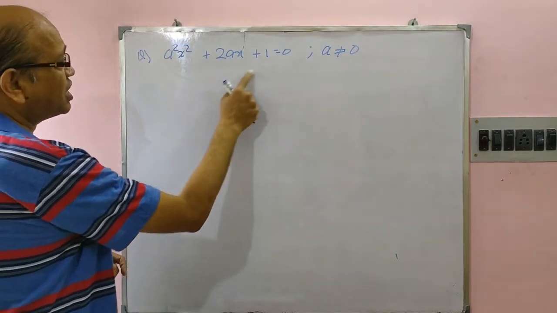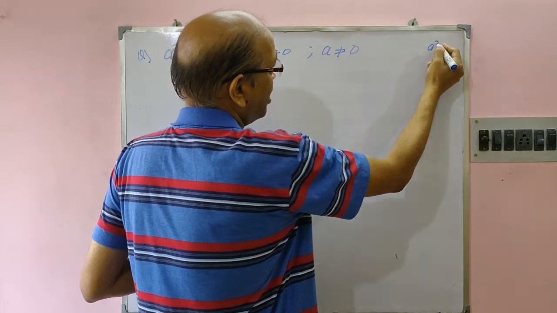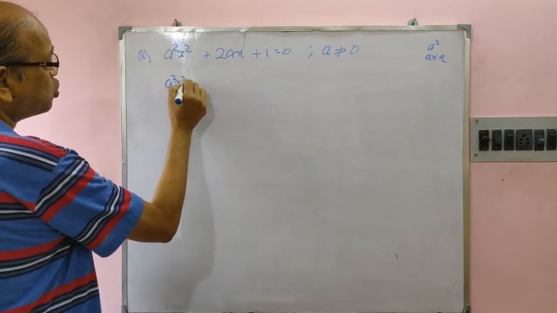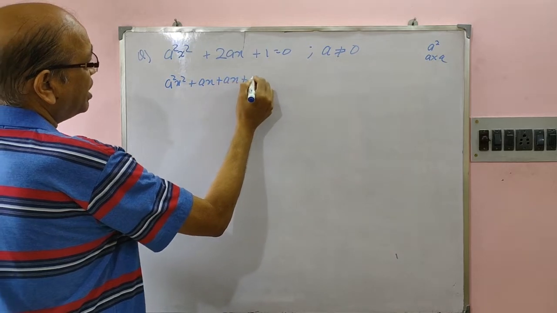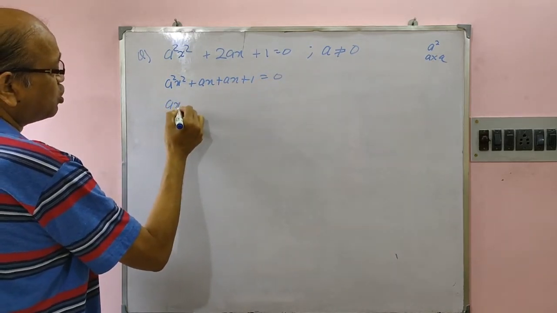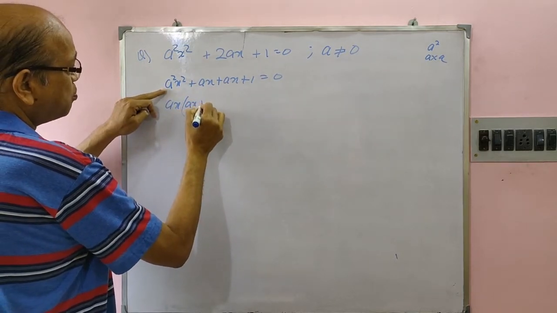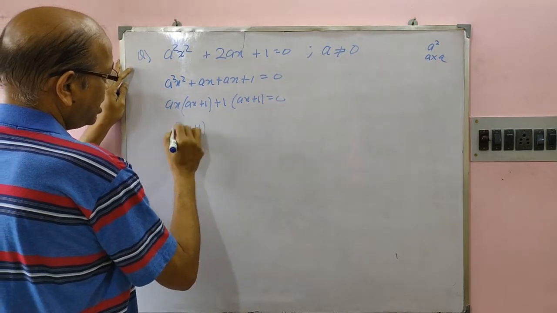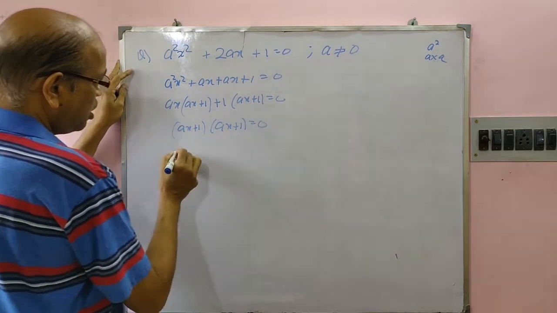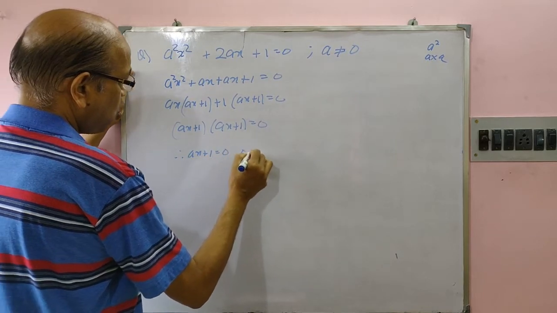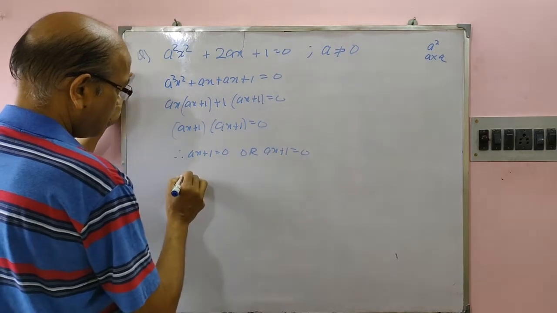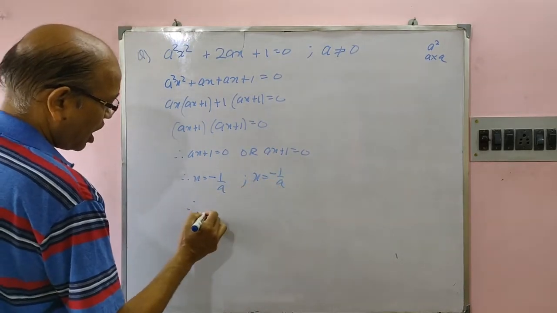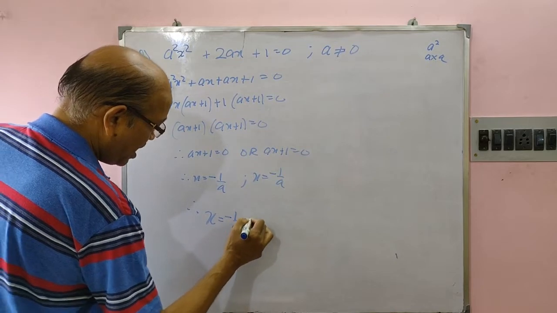Here, what is the term we have to multiply? a square. a square is a into a. So break up this: a square x square plus ax plus ax plus 1 equals 0. Take out ax common from these two terms. So what I get here is ax plus 1, and here ax plus 1 equals 0. Therefore, ax plus 1 into ax plus 1 equals 0. Therefore, ax plus 1 equals 0, or ax plus 1 equals 0. Therefore, x equals minus 1 by a, and here also x equals minus 1 by a. Therefore, your answer is x equals minus 1 by a, again minus 1 by a.